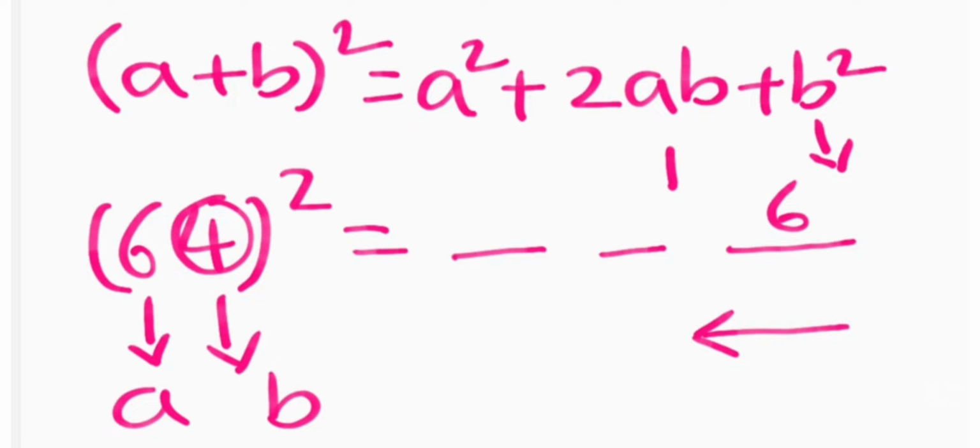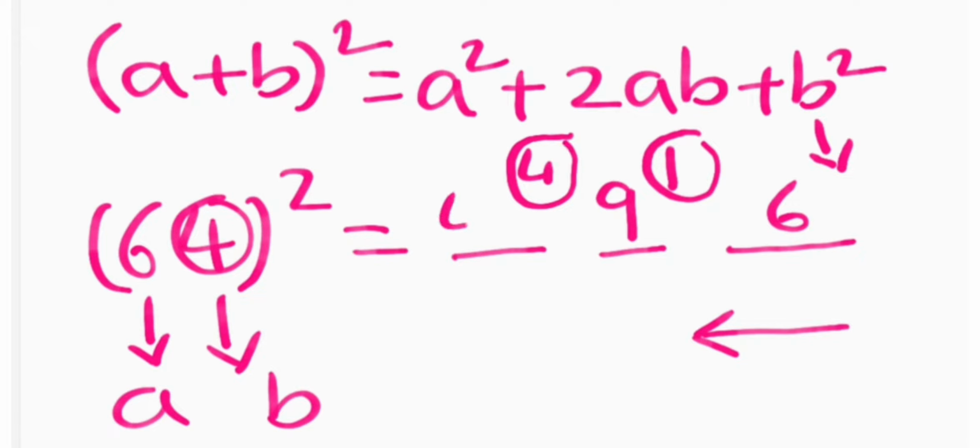Next term is 2ab. 2 into 6 into 4, that is 48. 48 plus this carry forwarded number 1. 48 plus 1, that is 49. So write 9 here. 4 will be carry forwarded. Next a square. A means 6. So a square is 36. 36 plus this carry forwarded number 4, that is 40. Therefore 64 whole square is equal to 4096.